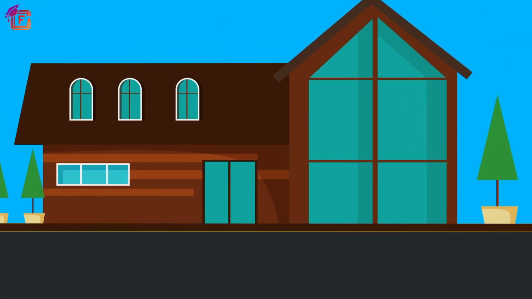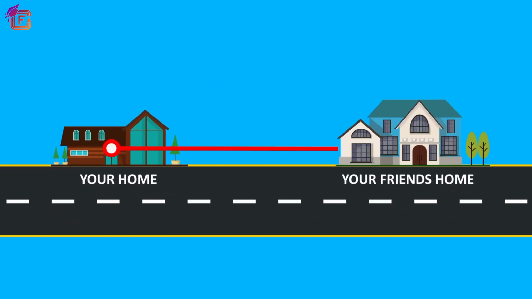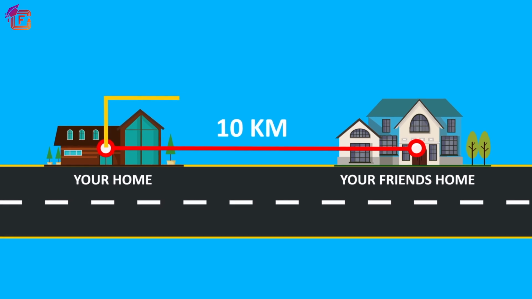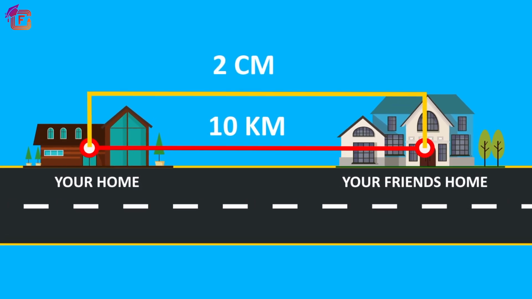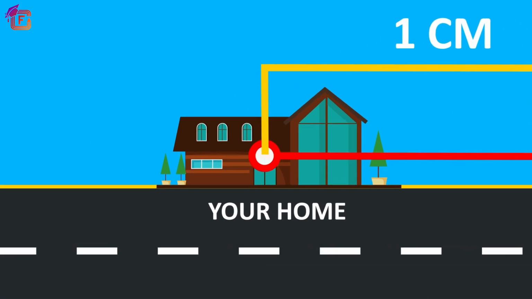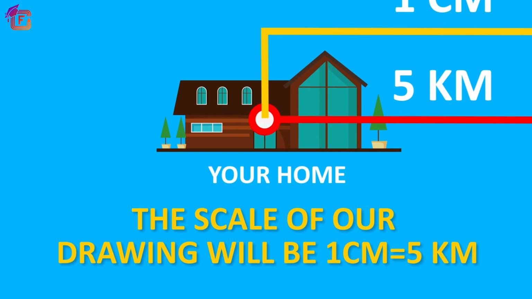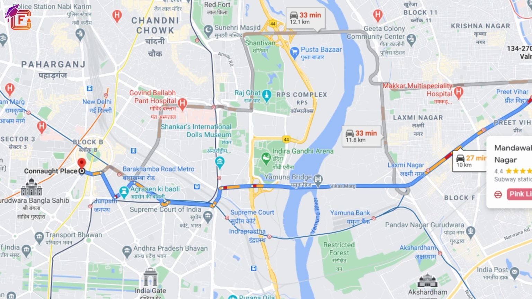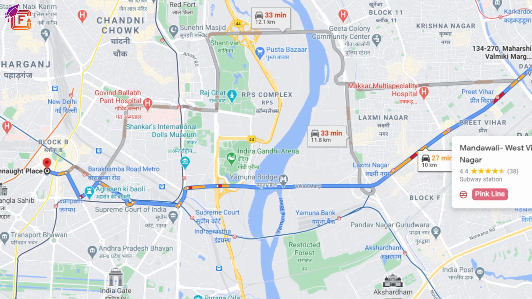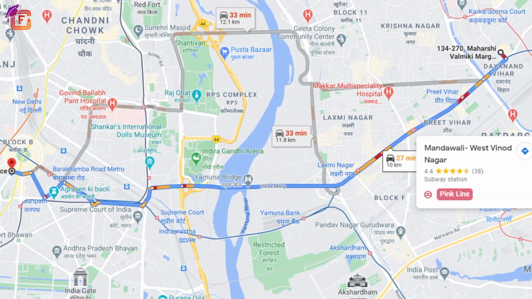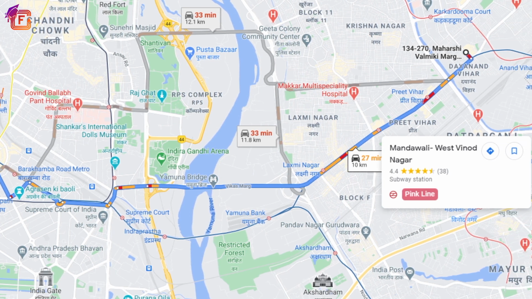Let us suppose that the distance between your home and your friend's home is 10 kilometers. If we show this 10 kilometers distance by 2 centimeters on a map, it means 1 centimeter on the map will show 5 kilometers on the ground. The scale of our drawing will be 1 centimeter is equal to 5 kilometers. Well, it means that a scale is very important in a map. If we know the scale, we can easily estimate the distance between any two places on a map.